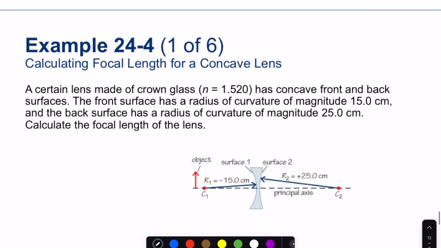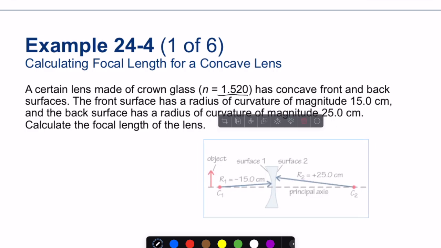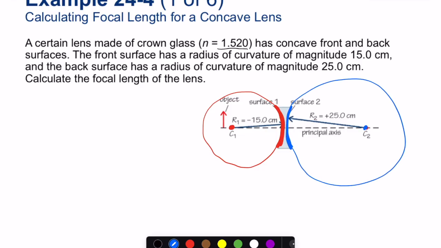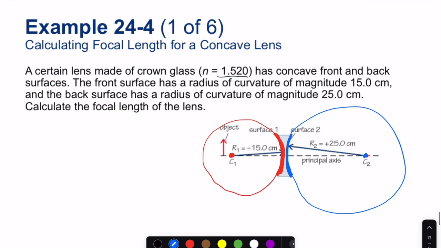So now let's do the same thing for a diverging lens, a concave lens. It's made of crown glass, and it has a concave front and back. The front surface has a radius of curvature of 15, and the back surface has a radius of curvature of 25. So here's a picture of it, and it shows us the signs already, but let's verify that. Remember, R1 is this side right here, and now it's concave, so its center is going to be on the same side as the object. And so that makes it negative. Here's our second surface, and its center happens to be on the opposite side, so it's going to be positive. If that gets confusing, look at your sign rules and make sure you're drawing it right.